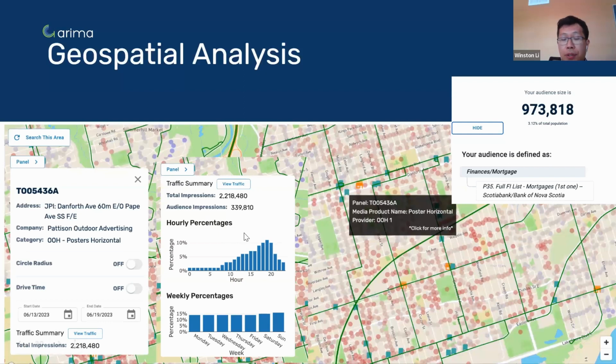How many people are visiting my branch? What do the customers look like around it? Do I have Scotiabank customers? Are they banking with TD? Are they banking with somebody else? What advertising avenues are there to reach them, and so on.